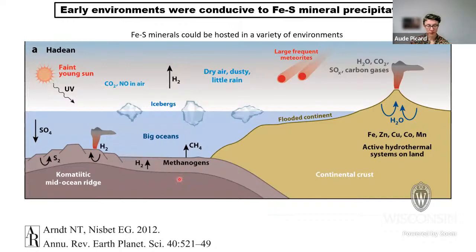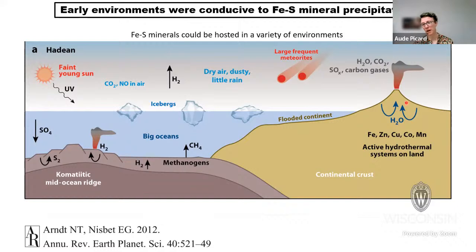So this is another illustration from that same review by Aude and Lisbeth. This is from 2012, so it's a little old now, but still, this is a representation of the early Earth. Potentially, because we had this global distribution of anoxic environments and there was no oxygen, we had the potential to precipitate iron sulfide minerals in a variety of environments.